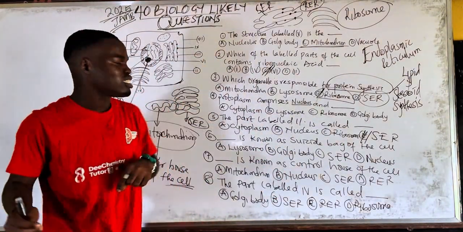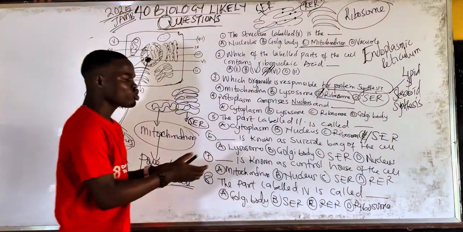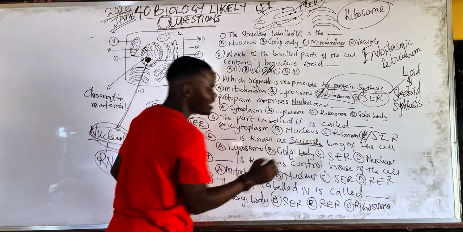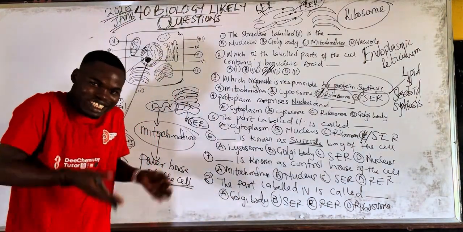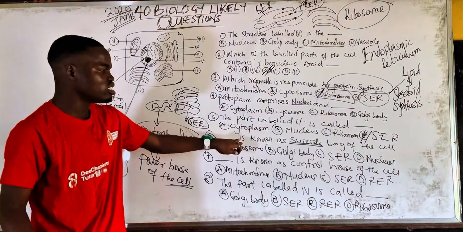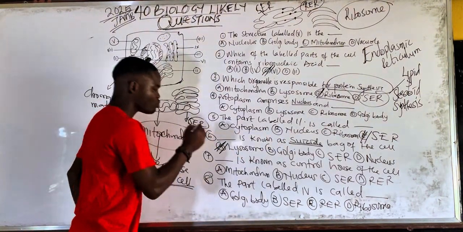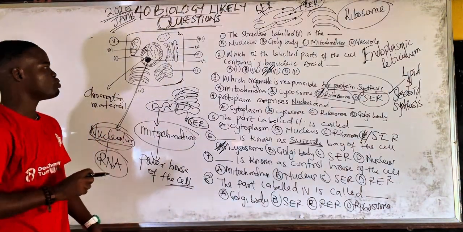So that part, the lysosome, is noted as what? As suicide. Can you see? Suicide. It can cause the death of its cell. Do you understand? So the organ known as the suicide bag is the lysosome. Okay, lysosome. Very, very important.